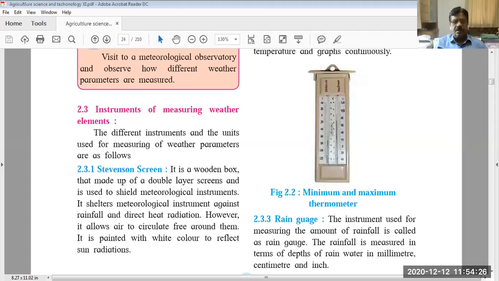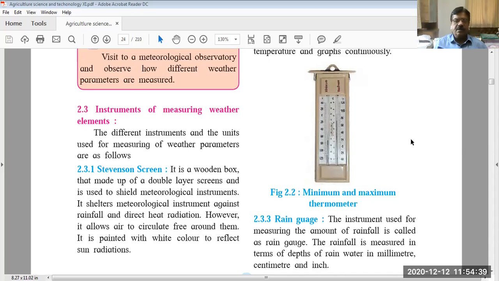Today we are going to study the remaining part of the topic weather and climate. During the last lecture we have studied different factors required for growth of a plant, which include different weather factors, also called climatic factors.